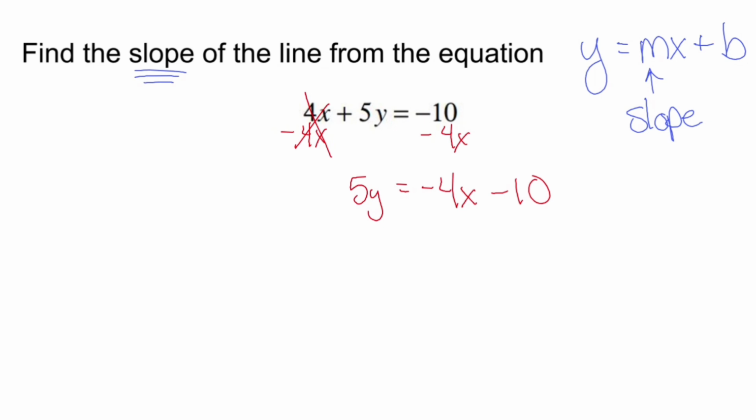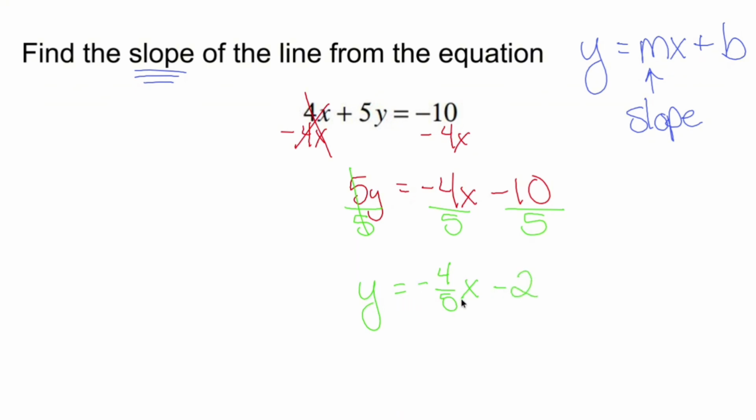Now, is y all by itself? No. I have 5 being multiplied to y. So how do I get rid of a 5 that's being multiplied to y? Divide 5 from everything. Okay, that crosses out. Y equals, and we're going to simplify each of these on their own. Negative 4 over 5 doesn't simplify, so we're going to leave it as negative 4 over 5 and attach the x. Negative 10 divided by 5 is actually negative 2, so minus 2.